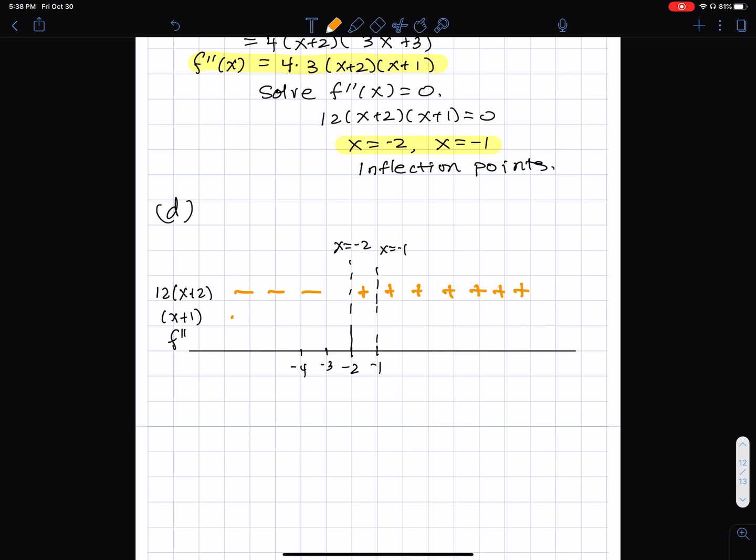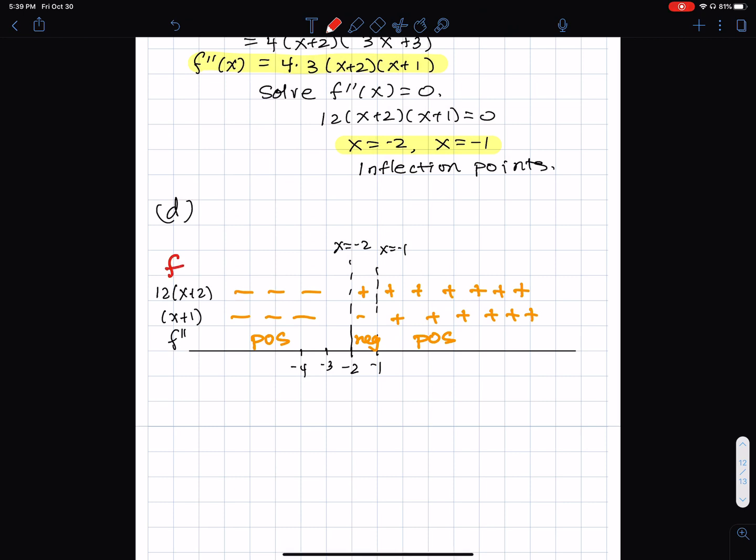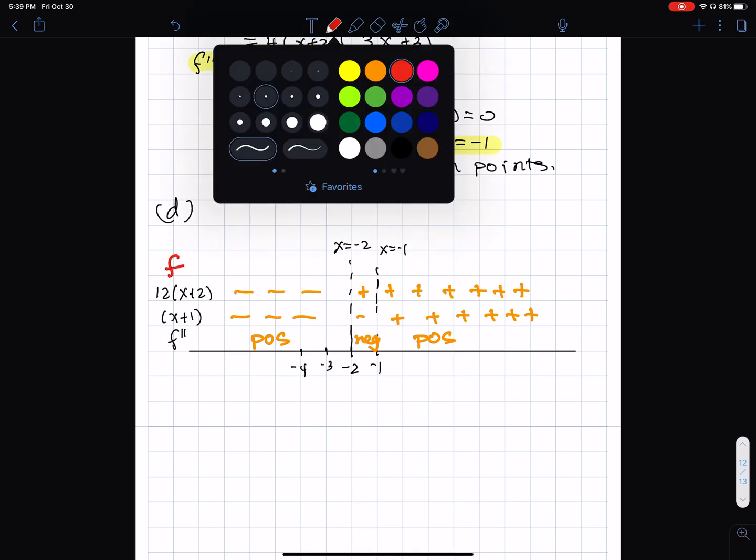And then x plus 1 is negative when I put in negative 4, negative 3, negative 2, and then it becomes positive as I cross over negative 1. So I just fill in: negative times negative makes a positive, positive times negative makes a negative. Now I make a statement about f. This is about concavity, and now I was supposed to write down directions here.